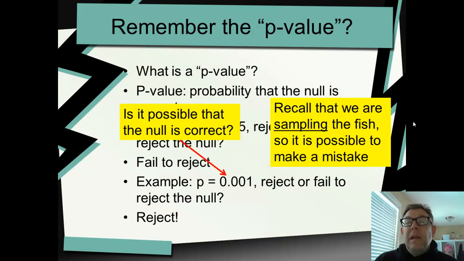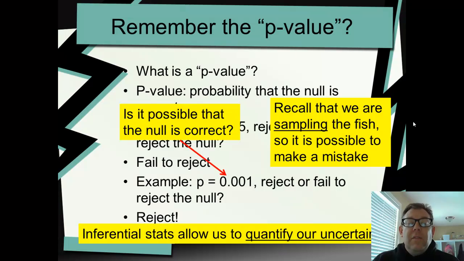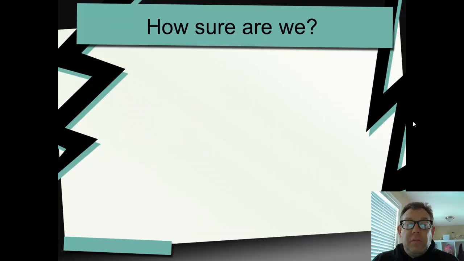Recall that we are sampling the fish from these ponds, so it's possible to make a mistake, okay? But the beauty of stats is the inferential stats allow us to quantify our uncertainty. And so we're never going to be 100% certain, but with these statistics, we can actually put a number on our uncertainty.